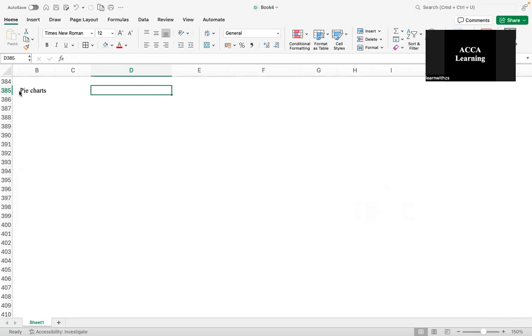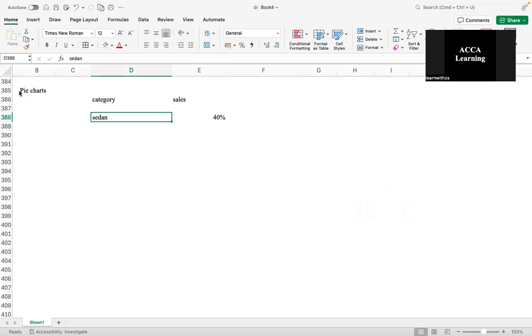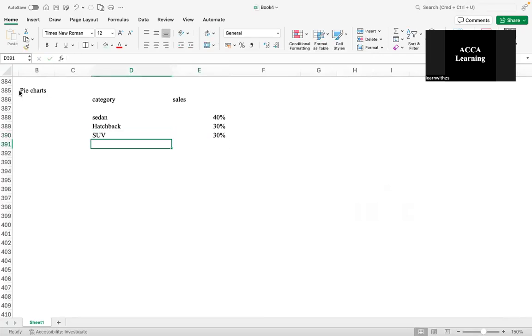we could do categories of cars again. Let's do category and let's do sales. If you produce a sedan car, it sells around 40%. But you have to make sure that your pie, your circle, is within 100%. So out of 100, your sedan sells 40. There are 40 sedan cars which are sold. There are 30 hatchback cars that are sold. And in terms of SUV, there are 30 SUV cars that are sold.